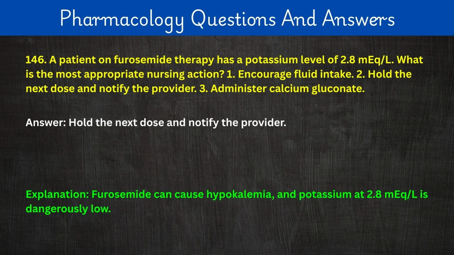146. A patient on furosemide therapy has a potassium level of 2.8 milliequivalent/L. What is the most appropriate nursing action? 1. Encourage fluid intake. 2. Hold the next dose and notify the provider. 3. Administer calcium gluconate. Answer: hold the next dose and notify the provider. Explanation: furosemide can cause hypokalemia, and potassium at 2.8 milliequivalent/L is dangerously low.